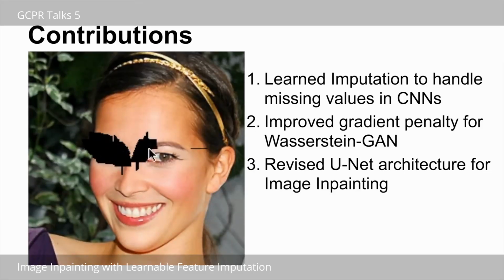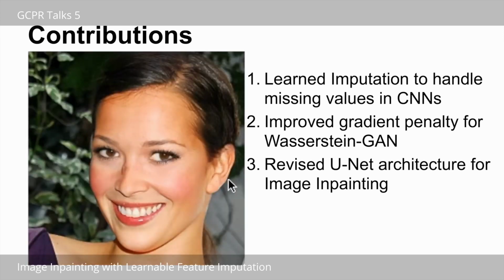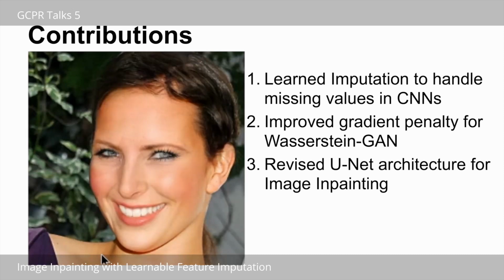Image inpainting with learnable feature imputation. We propose a generative adversarial network for image inpainting. Our three main contributions significantly stabilize adversarial training, leading to visually pleasing results. Our model is the first to be optimized exclusively on adversarial loss, where no handcrafted objectives are used.